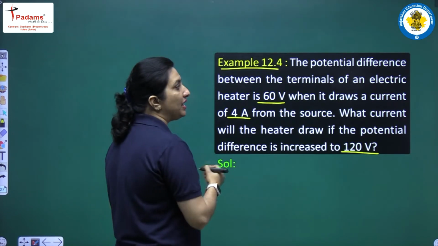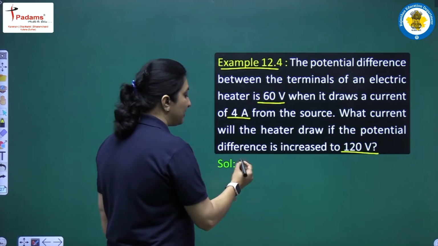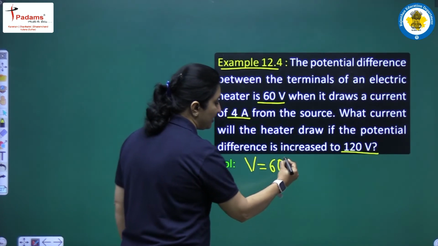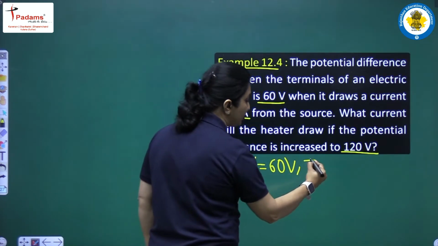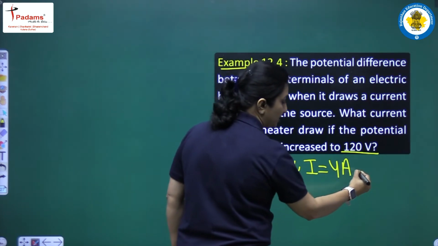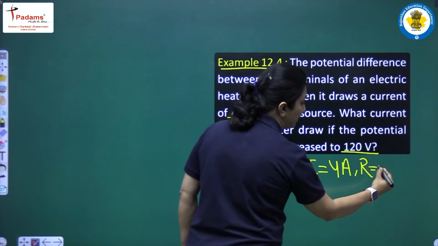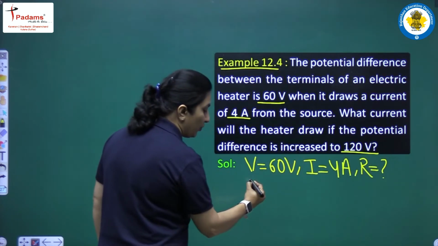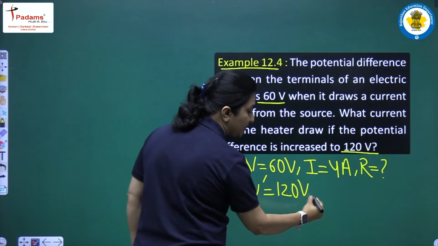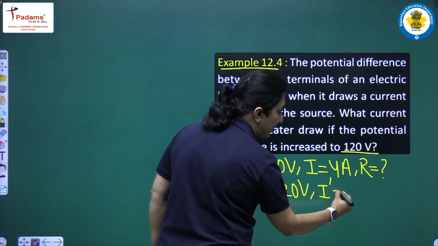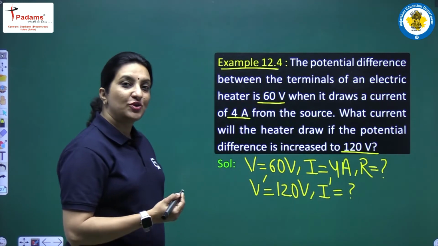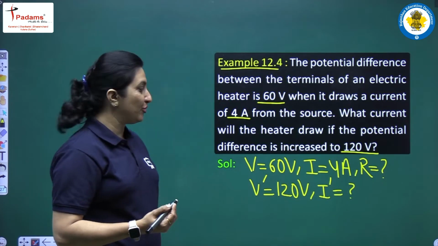So to begin with the solution, what we have is that initially the potential difference is 60 volts and the current drawn is 4 amperes. So first we need to calculate the resistance. Then when the potential becomes 120 volts we need to calculate I dash, and R is going to be the same. So here we will use Ohm's law, students.